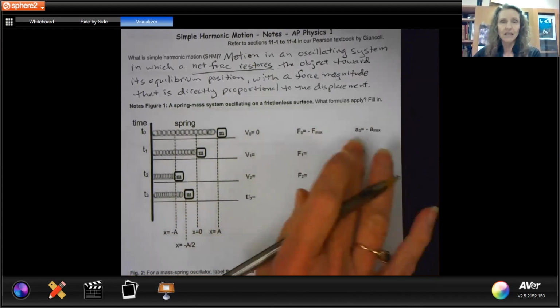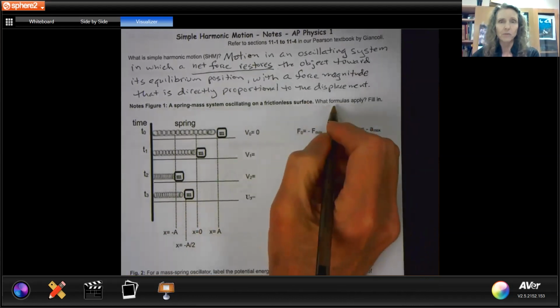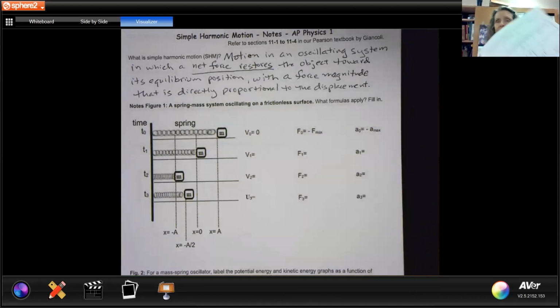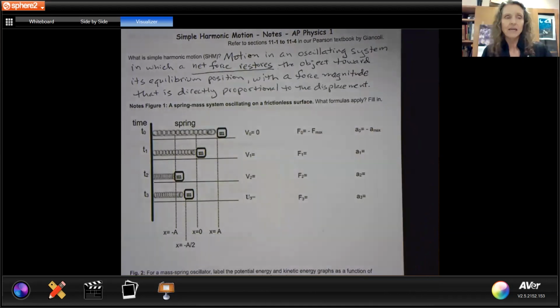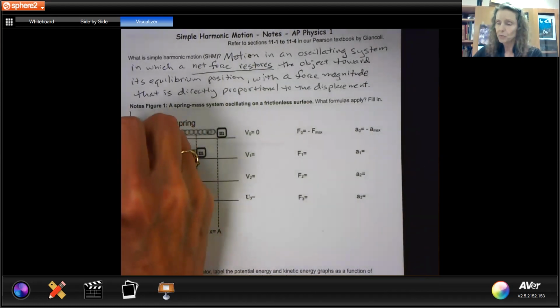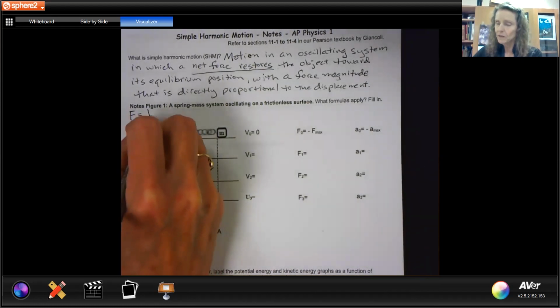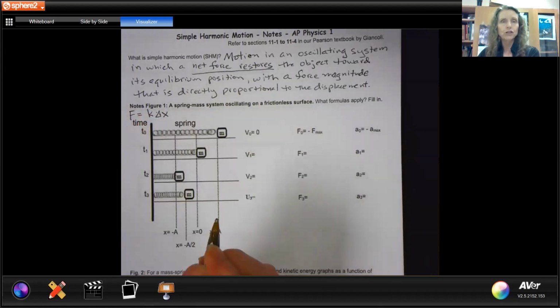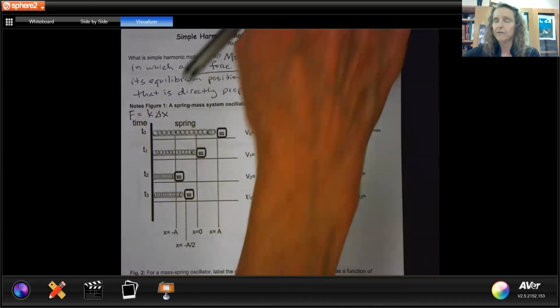So we have some things filled in, but there's a really important question here: what formulas apply? Some of these you know already. Remember Hooke's law? Remember your AP equation sheet? You have a look on here, you can find some things about springs that we studied in the fall semester. Hooke's law is the idea that if you pull or push on a spring, the spring pulls or pushes back, and it's proportional to how much displacement you have on the spring.